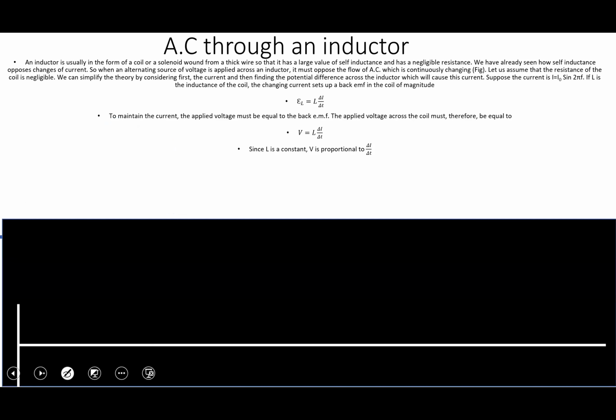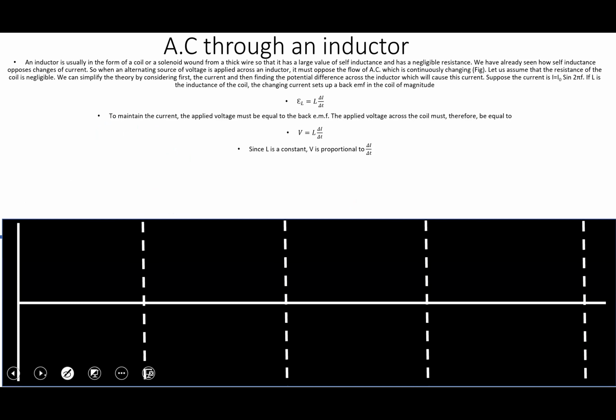Now let's show it with the help of a graphical representation again. So at an angle of 0, this is T by 4, and T by 2, 3T by 4, and this is T.